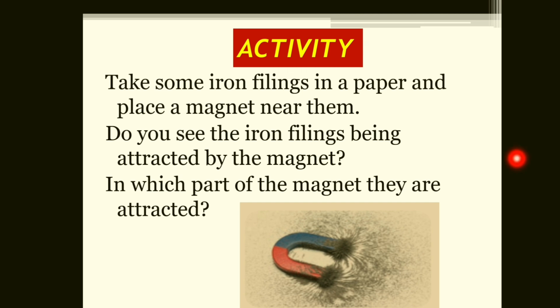We are taking some iron filings in a paper. Iron filings are very small fine pieces of iron. So we are bringing a magnet near to them. So what do you see? The iron filings are getting attracted to the magnet. So you can see in the picture which part of the magnet they are attracted to. You can see both the ends of the magnet are attracting.